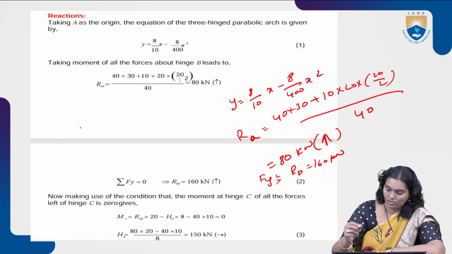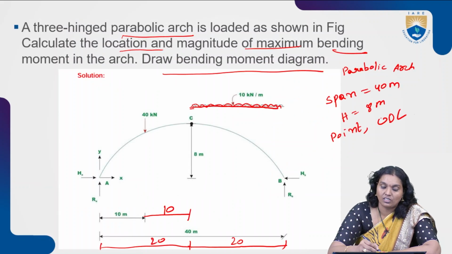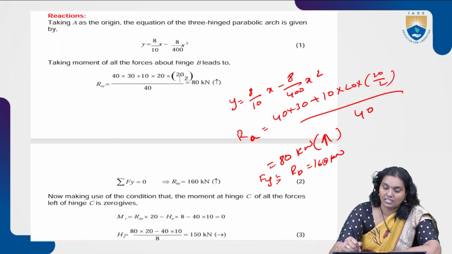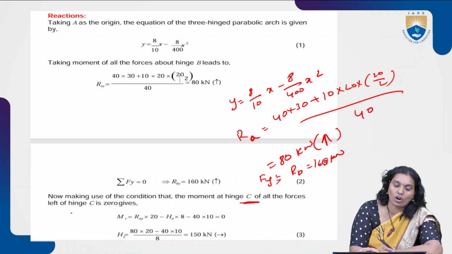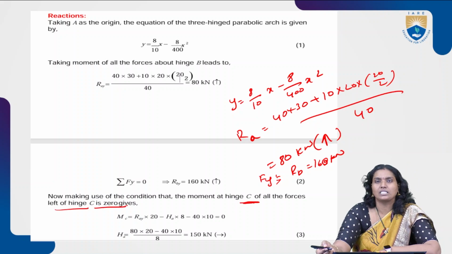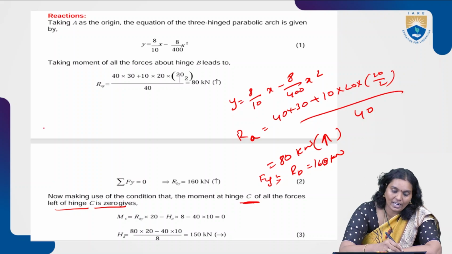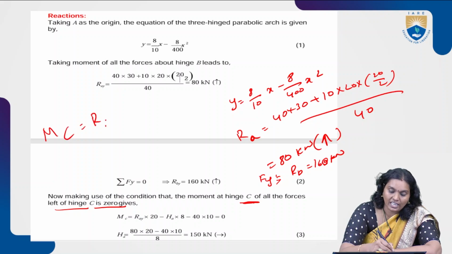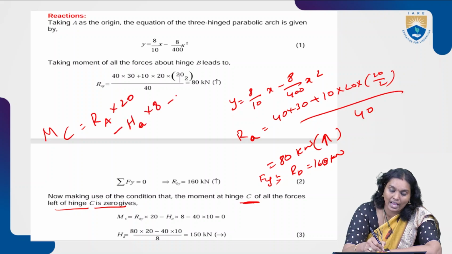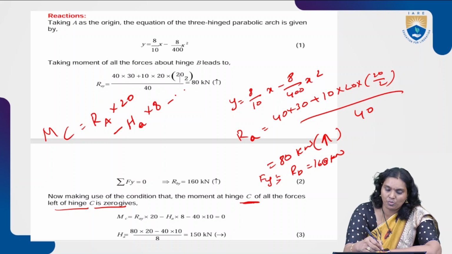The total is equal to, here the distance is equal to 10 and this is equal to 200. So we are understanding this total of 160 kilonewtons. Now making use of the condition, the moment at hinge C of all the forces left of the hinge is equal to 0. Moment at C is equal to reaction at A multiplied by 20, minus horizontal reaction at A multiplied by 80, minus the uniformly distributed load acting on the left side, that is 40 length and this 10 kilonewtons. So finally that is equal to 0.